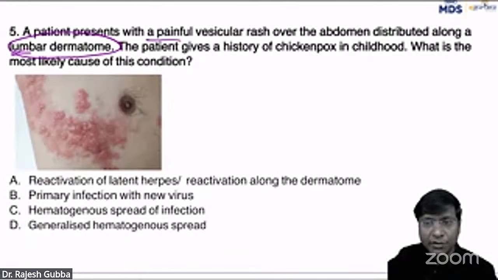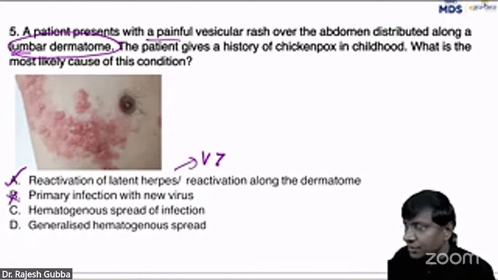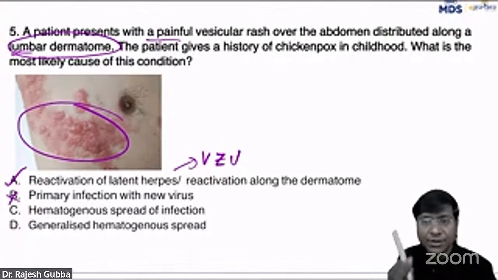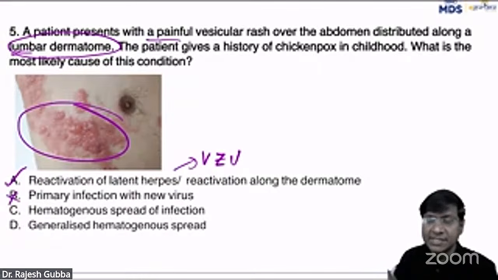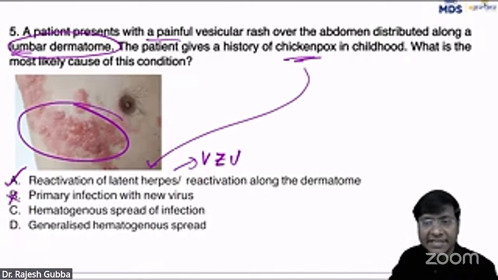Right. So what did you people mark here? Always remember, this is not a new virus infection. It is always reactivation of the latent herpes virus. And what is that? It is the varicella zoster virus along the dermatome. So what are these? These are vesicles. How are they? They are very painful, grouped vesicles. And there is also a history of chickenpox in childhood. That tells us there is reactivation of the latent herpes or varicella zoster virus, right?